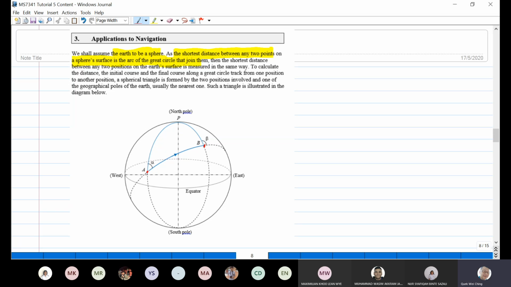You see that the Earth has a North Pole and a South Pole, the North Pole there and the South Pole here. Depending on the position, there is the initial course. The initial course is when you join the North Pole to the point A, and this angle here, alpha, is called the initial course.